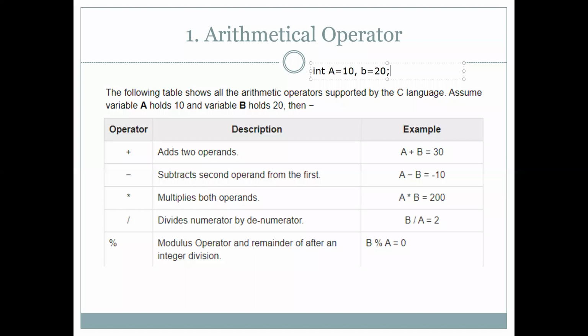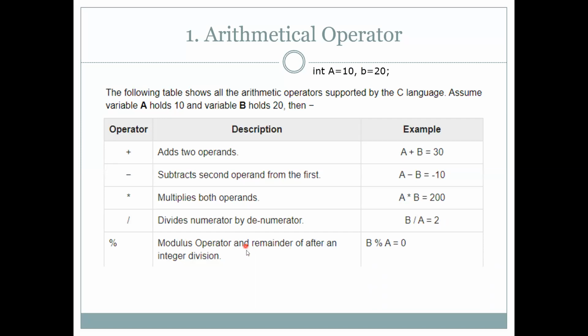Now we are going to apply the arithmetical operators on these two variables, a and b. A plus b adds the two operands: a plus b is equal to 30. A minus b, where a is 10 and b is 20, returns the result minus 10. Multiplication multiplies both operands, a into b. Divide divides the two values, so b by a is equal to 2.